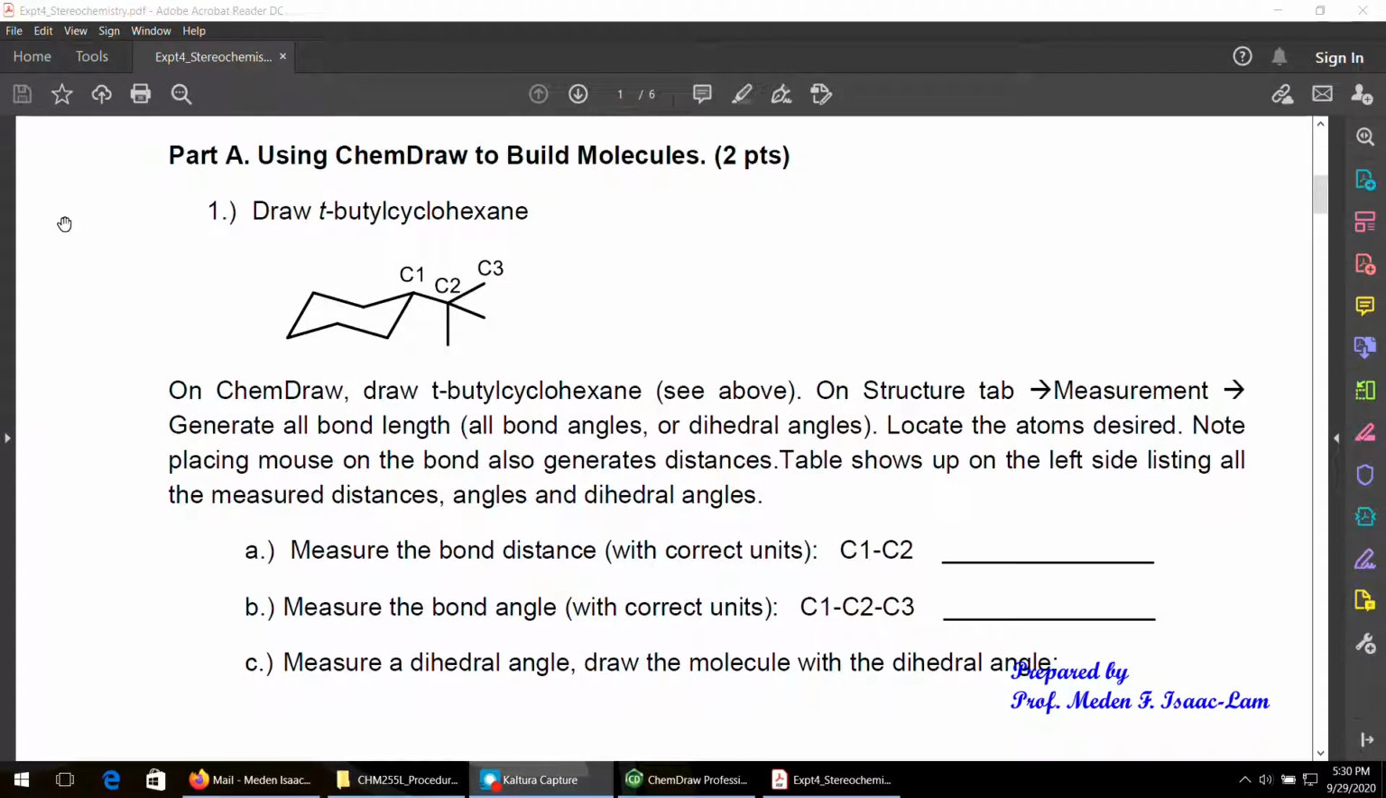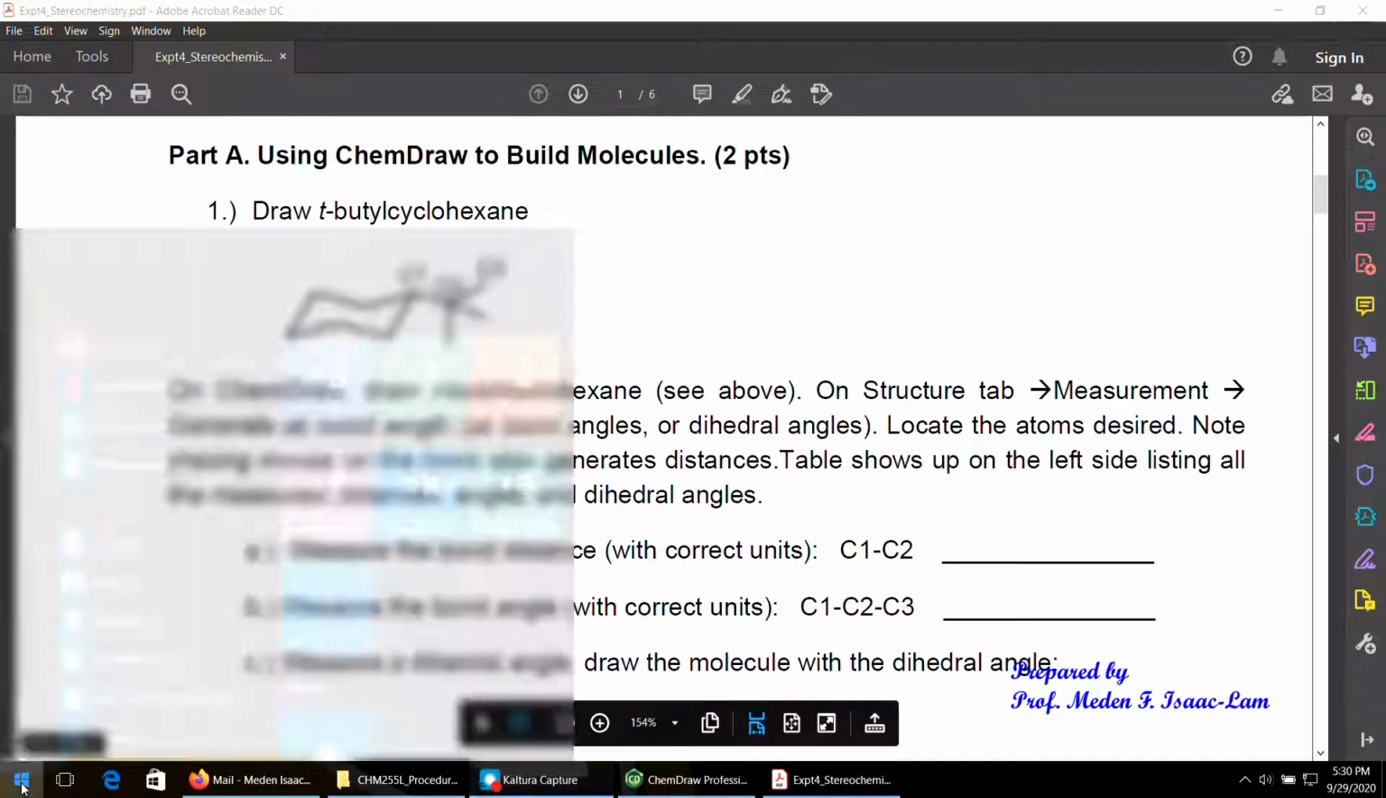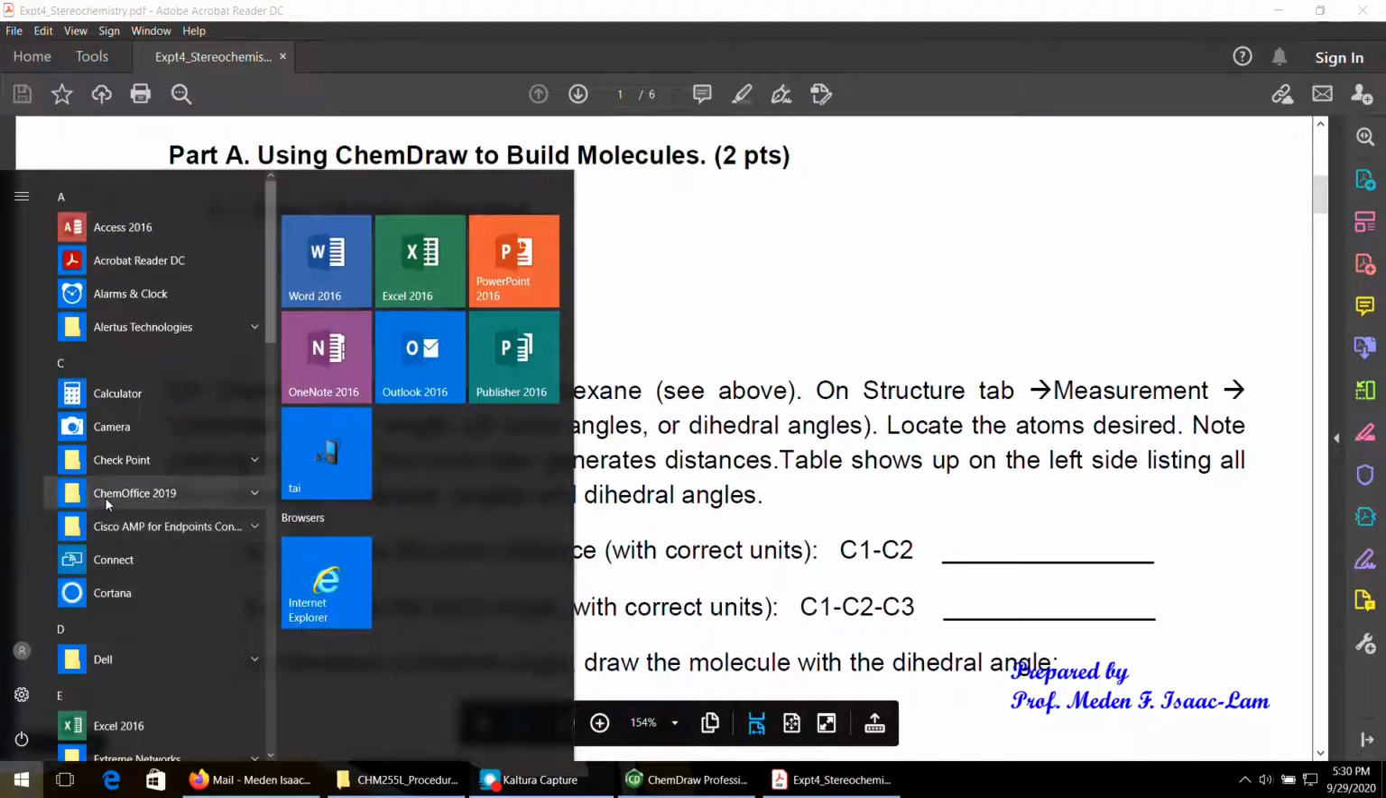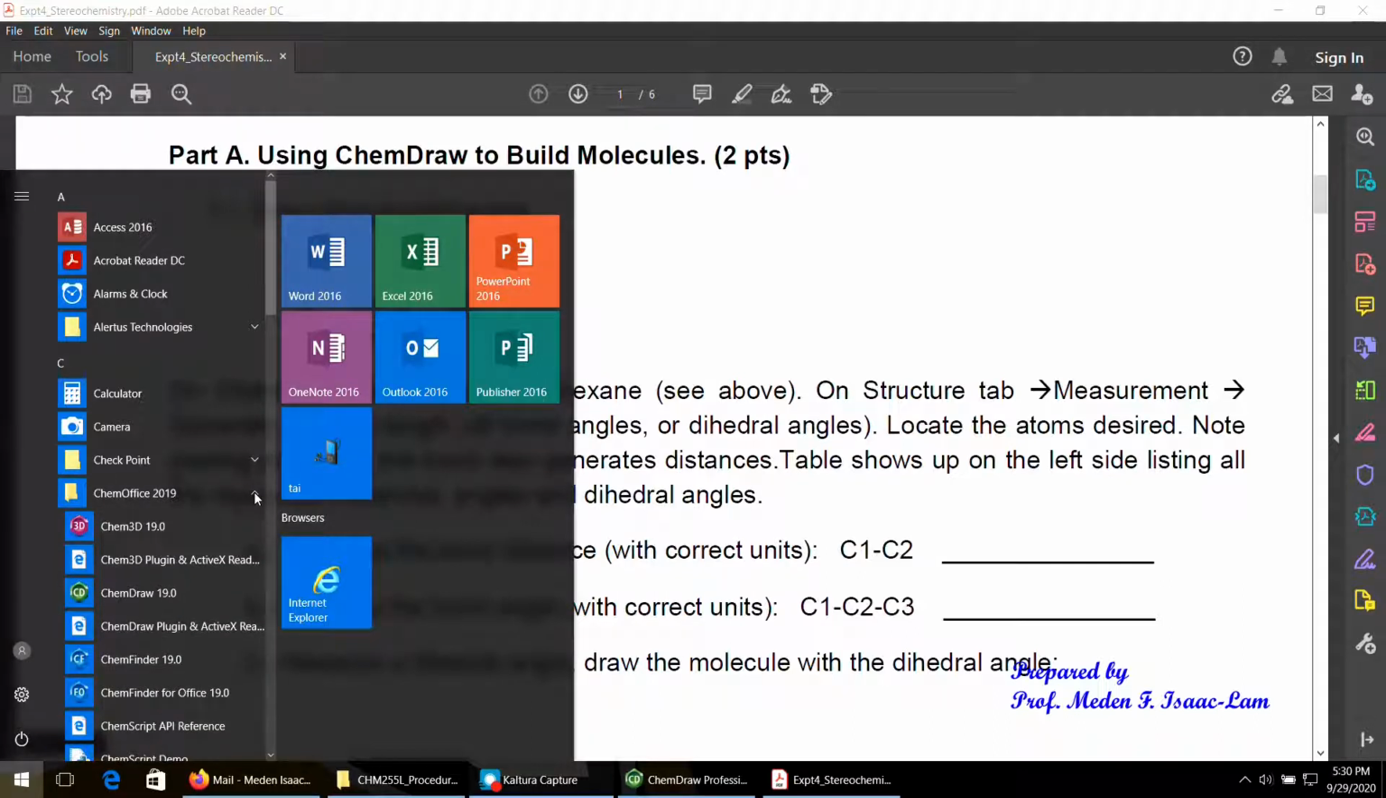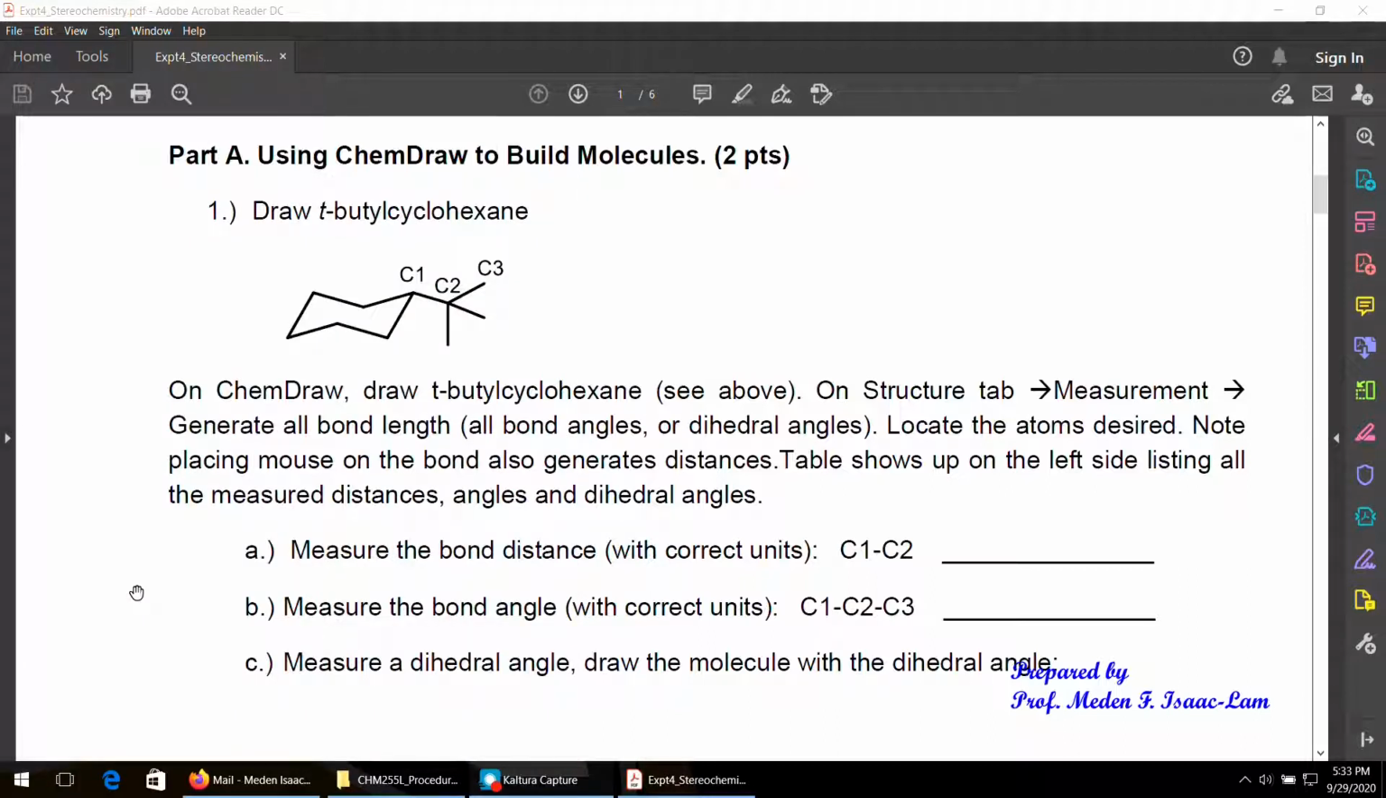Part A is using ChemDraw to build molecules. We are going to draw tert-butyl cyclohexane. The software is in a package called Chem Office. If I click on the pull down menu, there are two softwares. One is Chem 3D, it's version 2019, and then the other one is ChemDraw 19.0. So I click on ChemDraw, and it takes a while to load it.